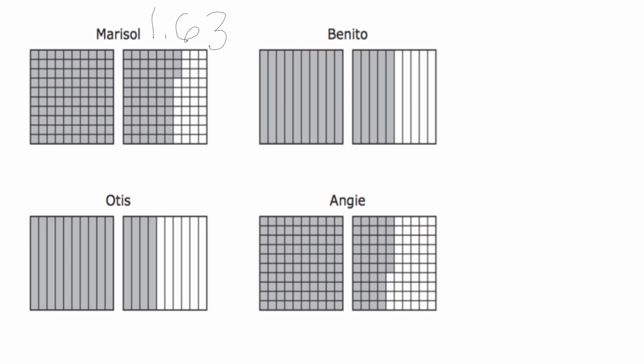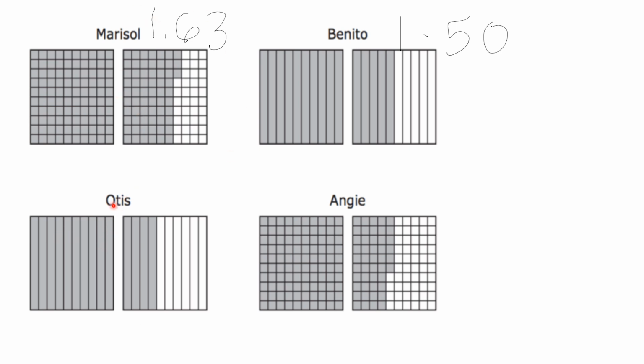Now let's look at Benito. All right, so for Benito, he's got one whole grid shaded, and then he's got 1, 2, 3, 4, 5 rods. So 1 and 5/10. Now, who's in the lead so far? Who's jumped the farthest? It would be Marisol, right? Marisol has jumped the farthest so far.